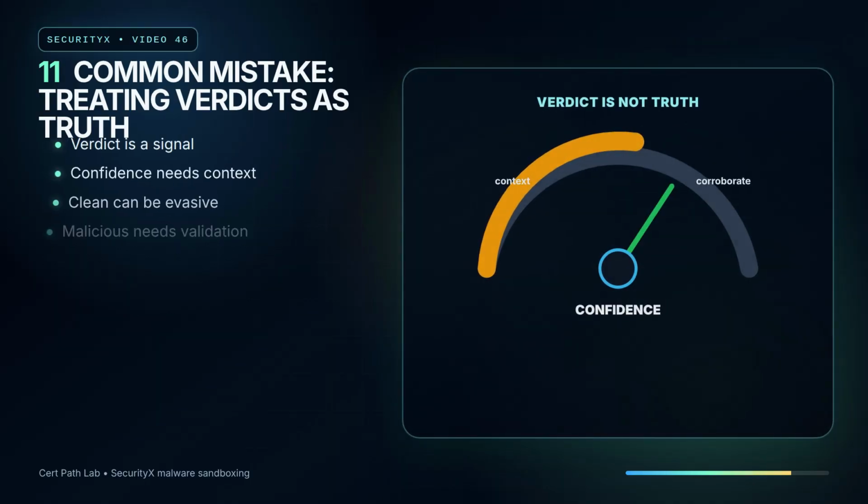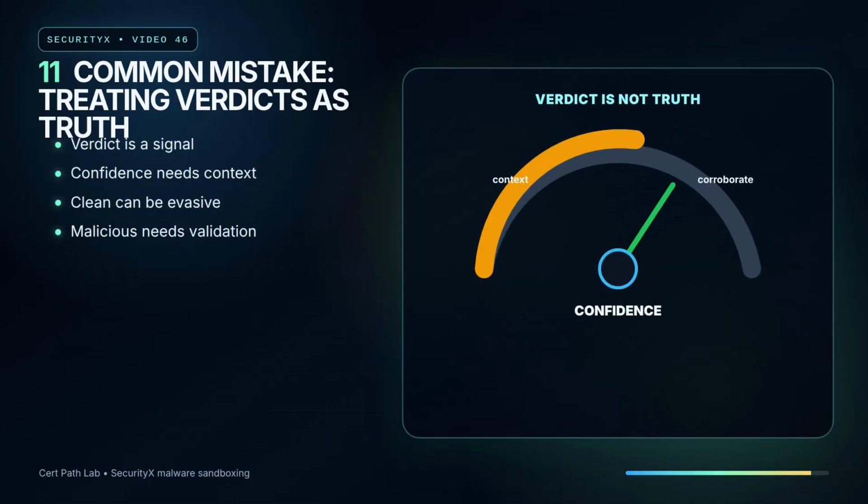The common mistake is treating the sandbox verdict as absolute truth. A malicious result still needs context and scope. A clean result may be caused by evasion, missing dependencies, or an unrealistic profile. Use sandbox results as a strong signal, then corroborate with endpoint telemetry, threat intelligence, and business context.